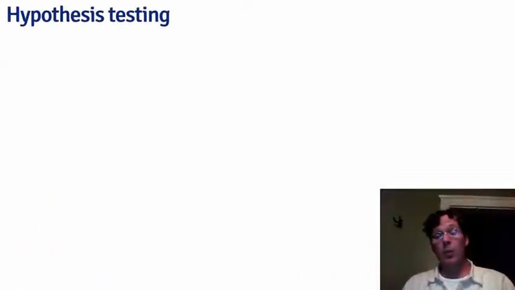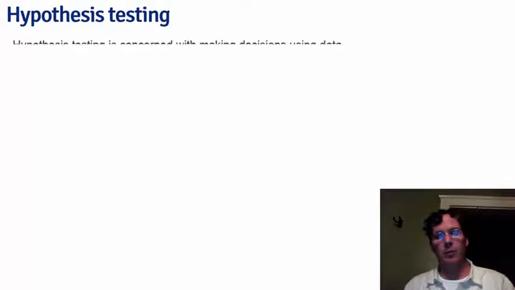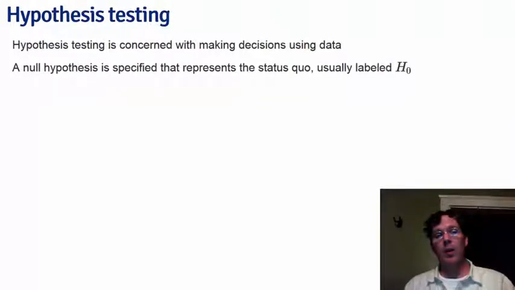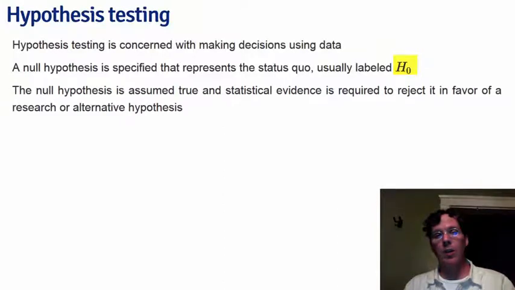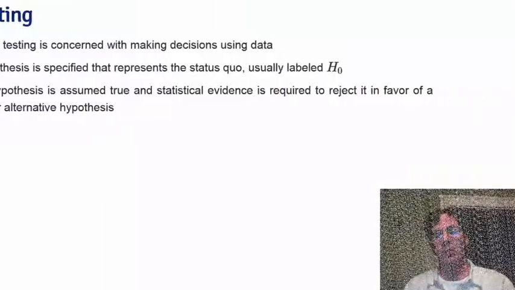Given our existing work on confidence intervals, hypothesis testing will be relatively easy to develop. Hypothesis testing is concerned with making decisions using data. Typically, hypothesis testing starts with a null hypothesis which is specified that represents the status quo. It's usually labeled H0, pronounced H naught. The null hypothesis, H0, is assumed to be true, and statistical evidence is required to reject it in favor of an alternative or so-called research hypothesis.